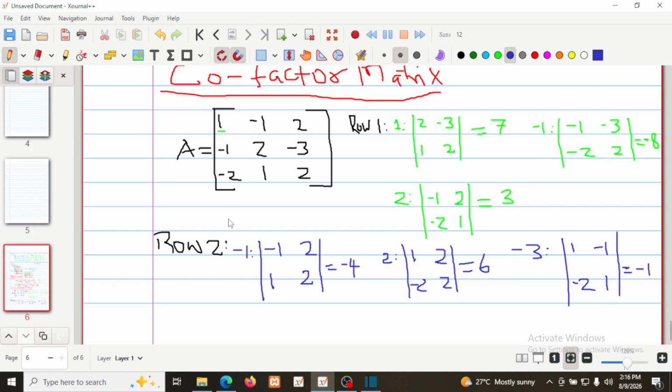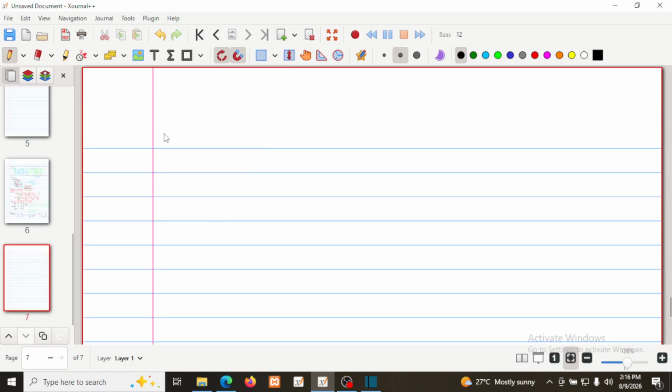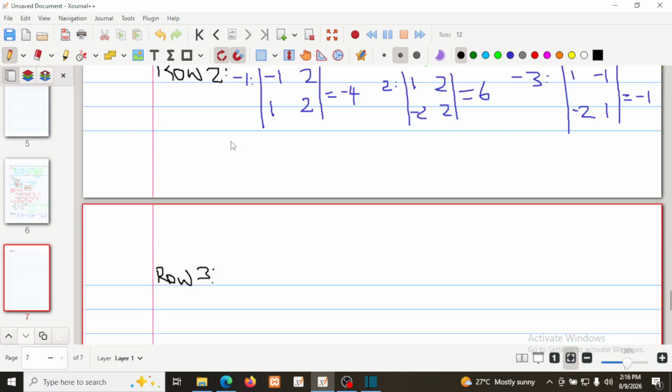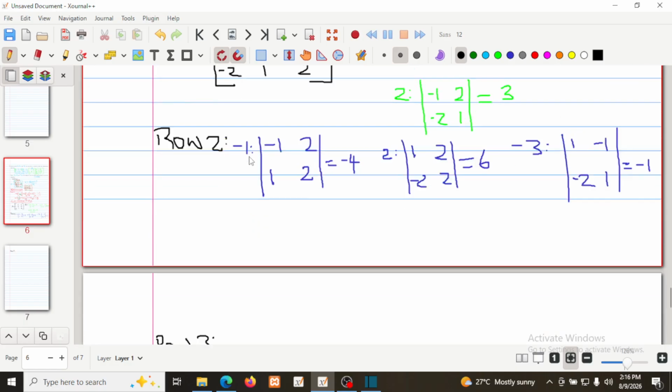Then we finish with row number 3. We have to add some pages here. The writing is too big, let me erase it. So row number 3, with negative 2, 1 and 2. If we block negative 2, we get negative 1, 2, 2, negative 3.